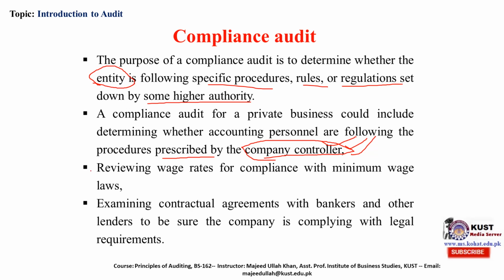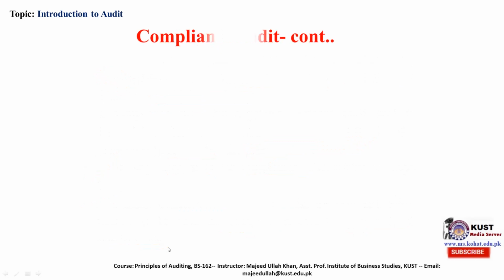This is another example. For example, if an auditor is hired to review the wage rate, whether the company is in compliance with the Minimum Wages Act or not. Similarly, the compliance audit may be conducted to investigate the contractual agreements with banks and other lenders, to be sure that the company is complying with all legal requirements set out by the contract with these financial institutions or lenders.